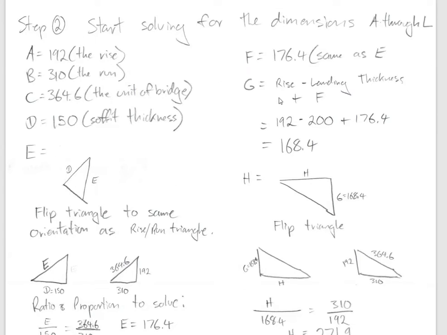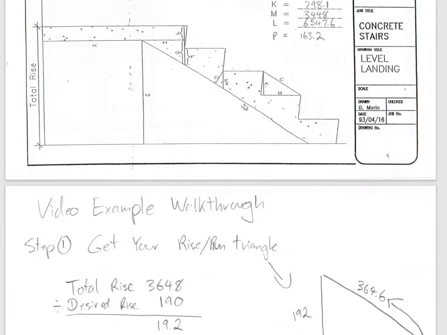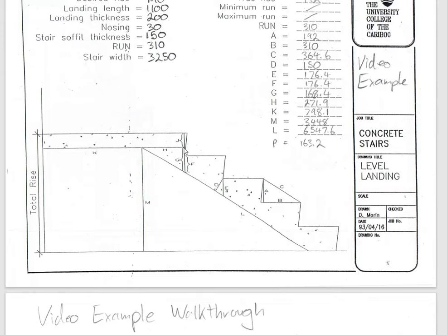Here's G. I've got it written out as the rise minus the landing thickness plus F. And then I'll just show you exactly how that looks here. So this dimension here, G, we can figure out by taking our rise, this is our total rise, subtracting our landing thickness, and then adding F. And that should leave us with this.